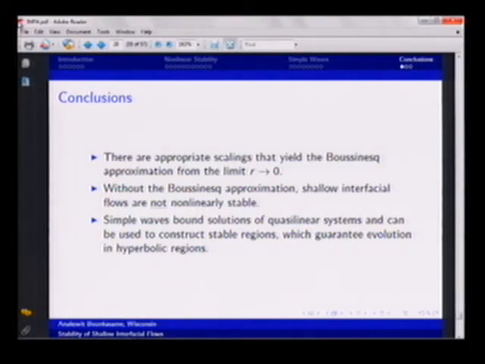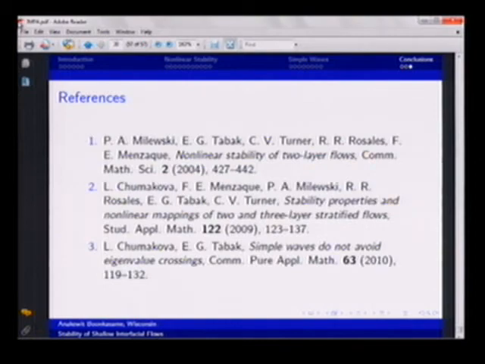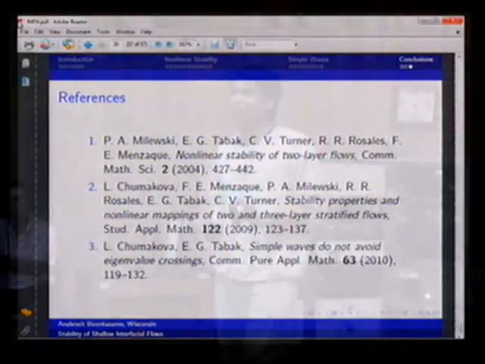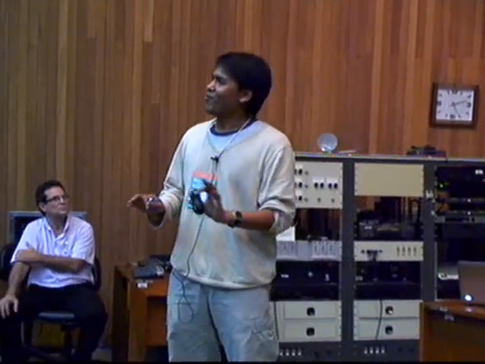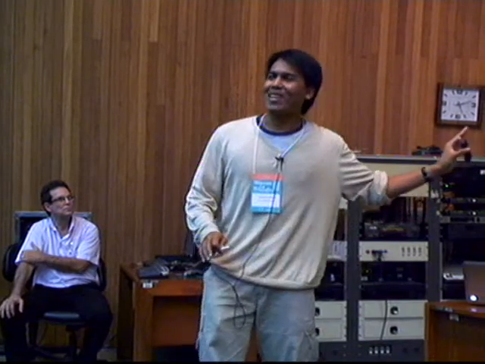So let me go straight to the references. Okay. So the first two are the two that I quoted in the paper, and in the paper I quoted many more papers. So you must forgive me if I don't quote your papers here.